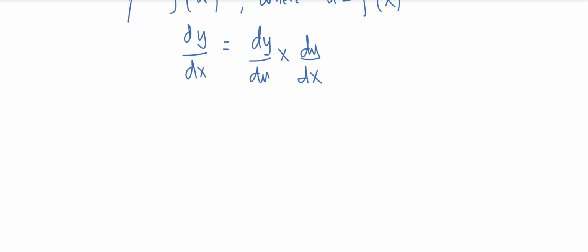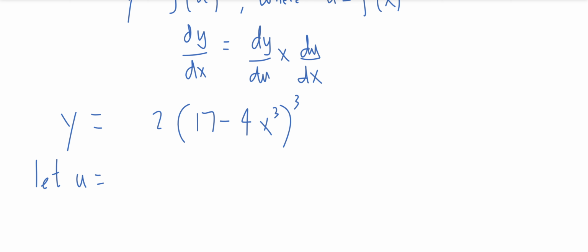So if you have, say, y equals 2 multiplied by (17 minus 4x cubed), all cubed. This is a typical example of the type of expression that you differentiate using the chain rule. And the first step to differentiating this will be to say, let u equal 17 minus 4x cubed. So now that means that y equals 2 multiplied by u cubed.